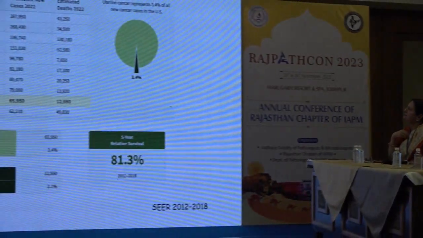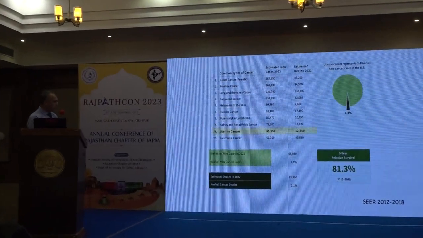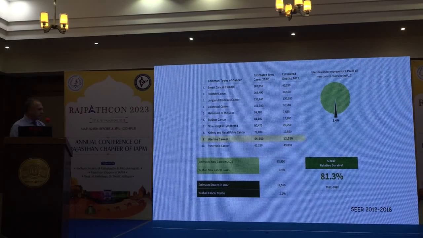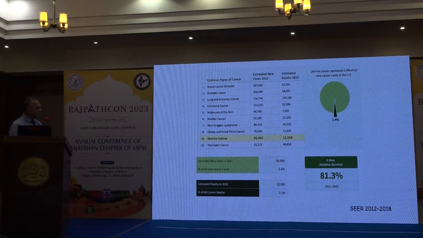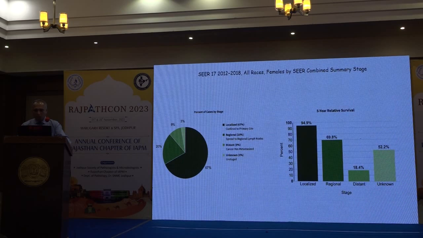This is the estimated number of deaths which was predicted in 2018. So there are 12,558. It's going to be a major problem. But the only good thing about it is that most of them would be early stage endometrial cancers, and with endometrioid being the most common variety, there is a better outcome in most of the patients.